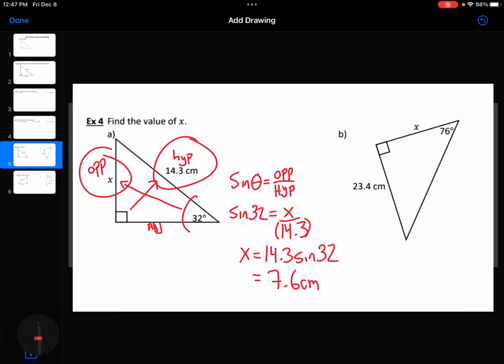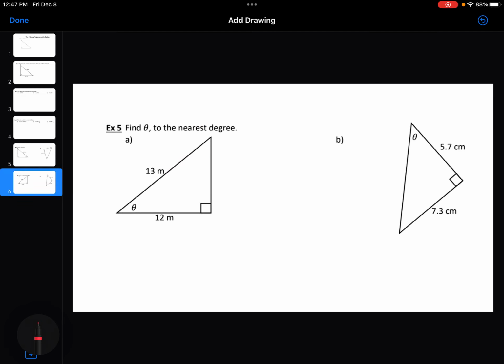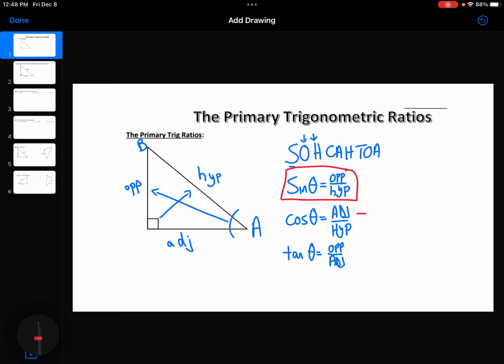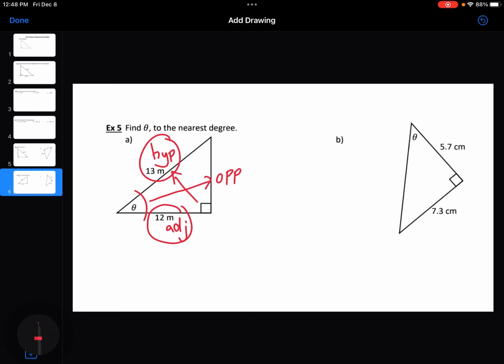I want you to try the second part of that. And then finding the angle, we're going to do it the same way. We're going to label this hypotenuse. We're going to use that angle. So this would be opposite. And then this would be adjacent. So we know we have the adjacent and the hypotenuse. Well, going back here, adjacent and hypotenuse, that's cos. So we're going to have cos of theta equals adjacent over hypotenuse.